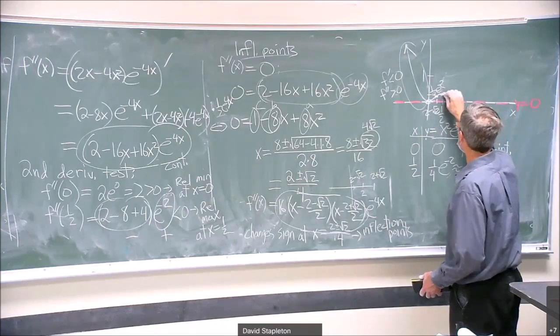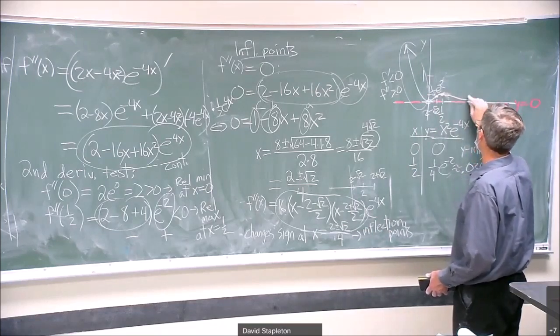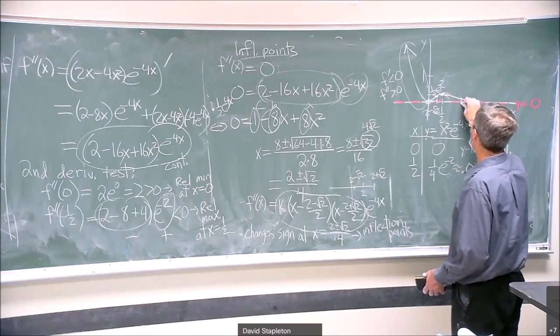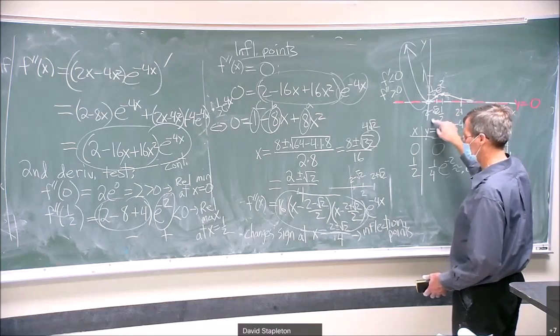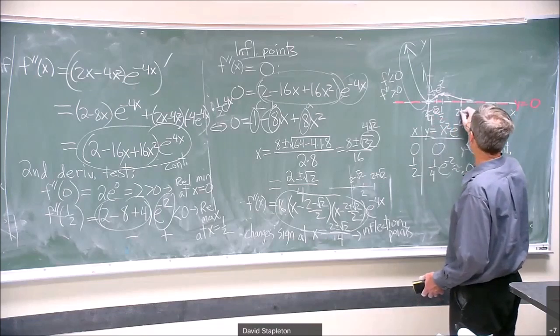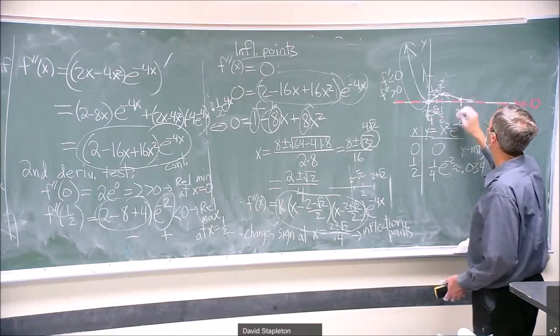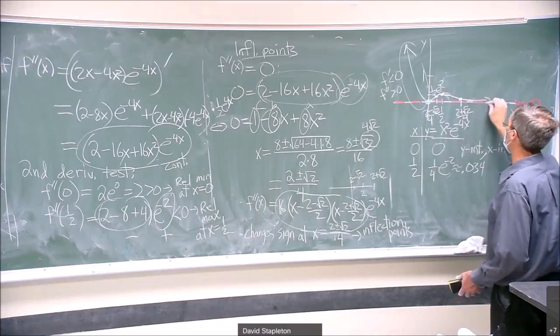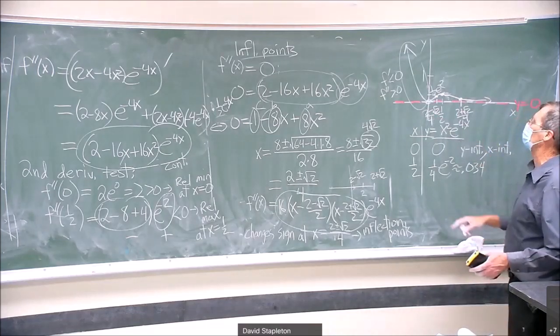Not for a ways. Out here somewhere. This would be at 2 minus square root 2 over 4. And this will be at 2 plus square root 2 over 4. And then it tends towards this asymptote. So we got a pretty good idea what the graph looks like.